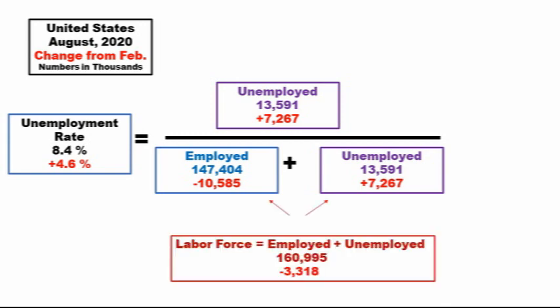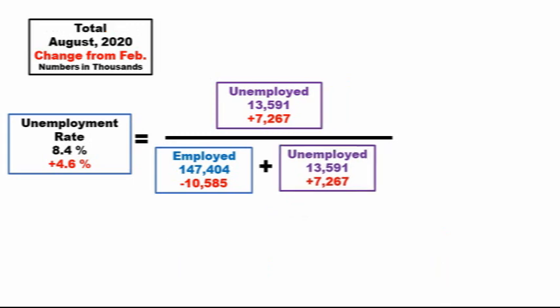The labor force was 161 million people in August of 2020, and that was a 3.3 million decrease between February and August. The unemployment rate is the number of unemployed divided by the labor force. In August of 2020, the unemployment rate was 8.4%, which means that 1 out of 12 members of the labor force was unemployed. This represented an increase of 4.6 percentage points from the unemployment rate in February of 3.8%.